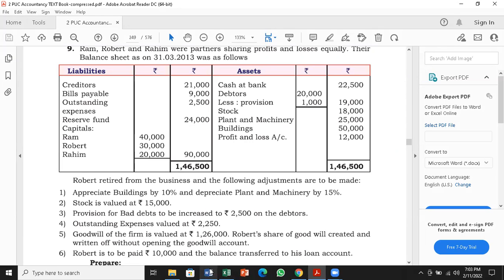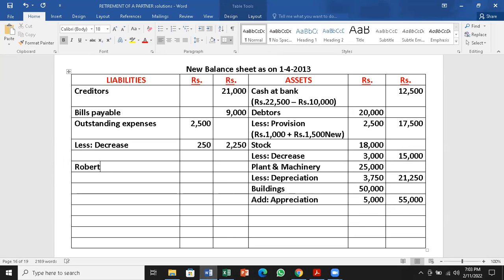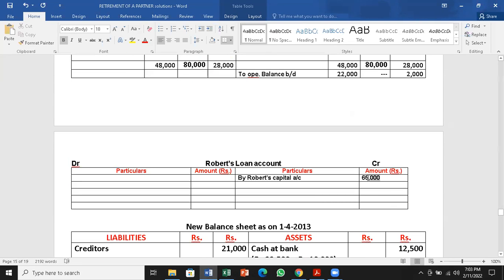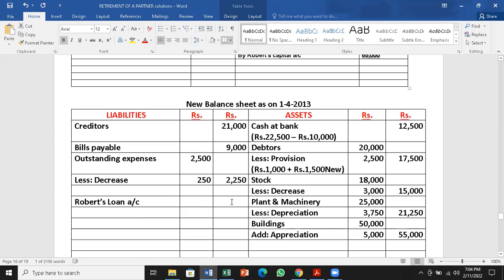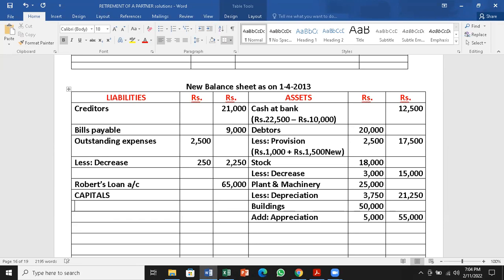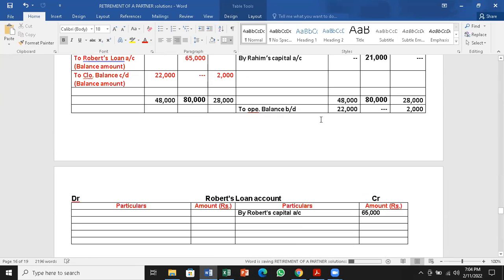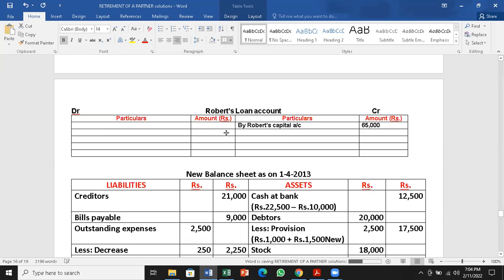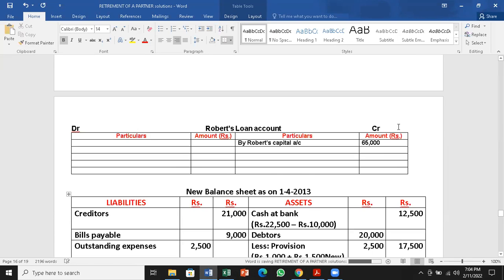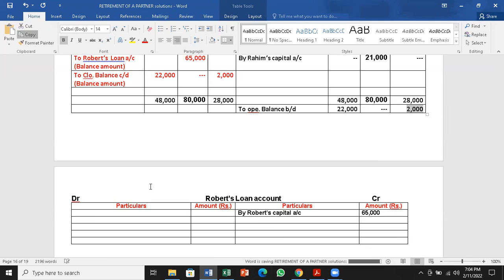Next we have to take capitals. Before capitals, we go for loan. Robert's loan account. Remember, always first take the loan. You should not forget. Robert's loan account is 65,000. Then capitals of the remaining two partners, Ram and Rahim. Ram's capital is 22,000. Rahim's capital is 2,000.